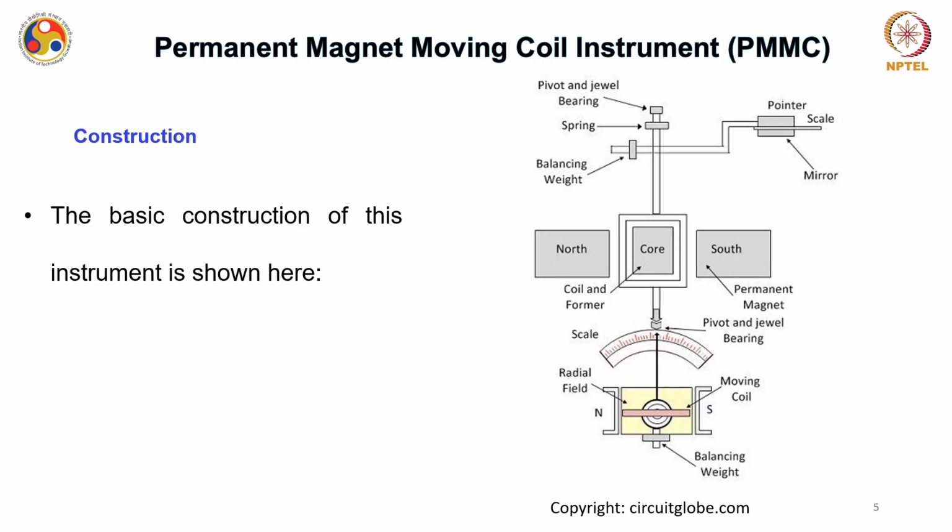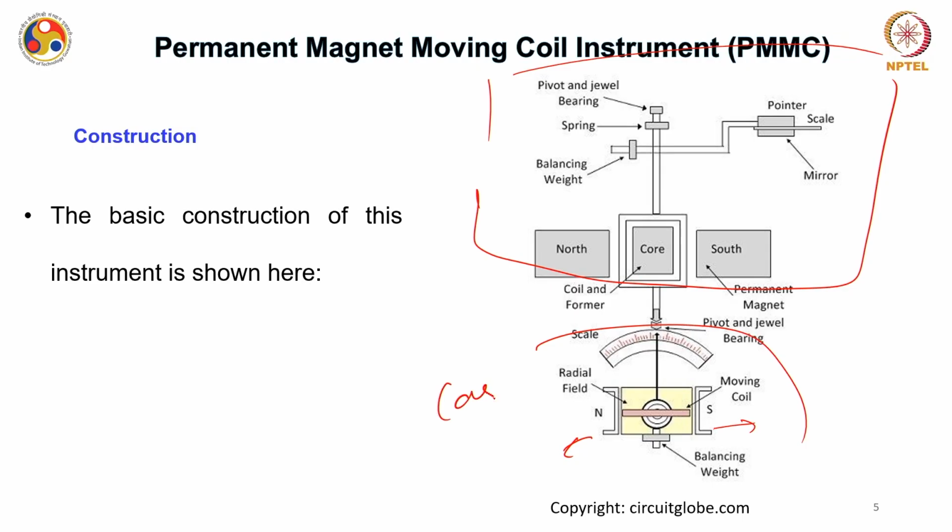Before we go to the torque equation, let us see the basic construction of a PMMC instrument. The basic construction is shown here. You can see the arrangement is very similar. You have these permanent magnets. This is another view, similar to what we have seen in the case of the galvanometer. I am calling this view 1, or you can see from the top how it looks. And this is a kind of cross-sectional view, which I am calling view 2. We will be using them.